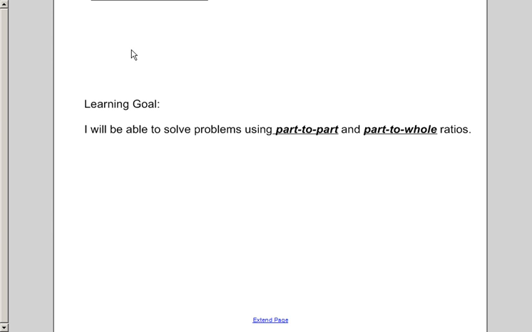Today, the learning goal is that you will be able to solve problems using part-to-part and part-to-whole ratios. And we will talk about what some of those words mean here.